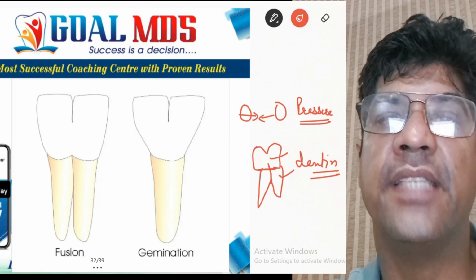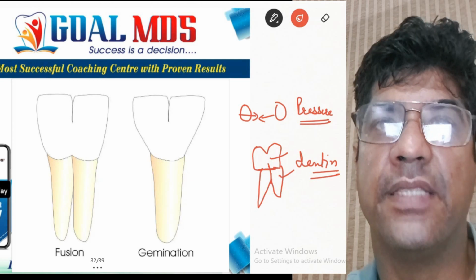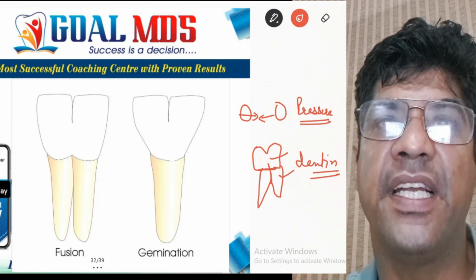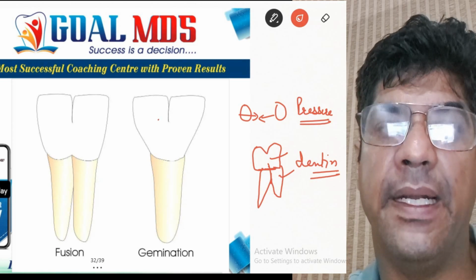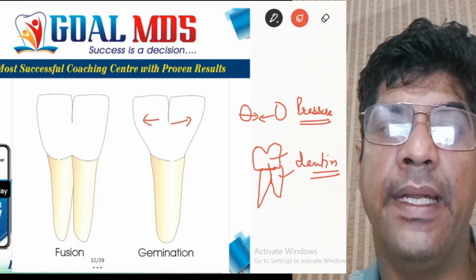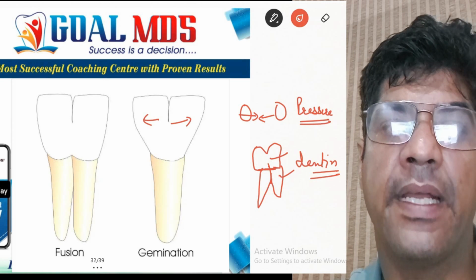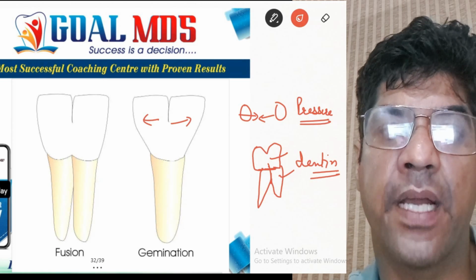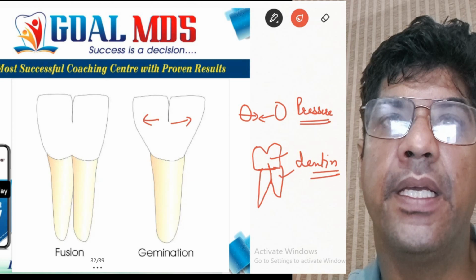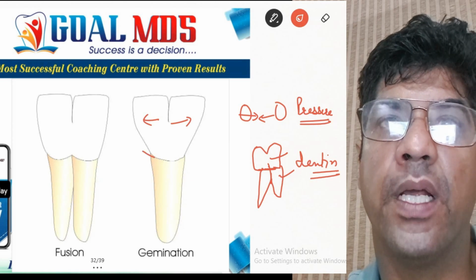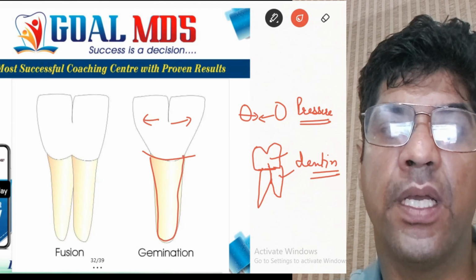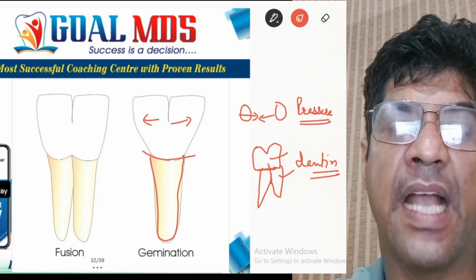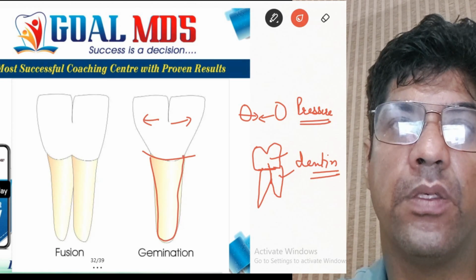The other is germination. Germination happens when a single tooth tries to split, but doesn't fully. It creates a tooth with a split crown and usually a shared root and canal. So the result is a tooth that looks like two, but it is actually one tooth.